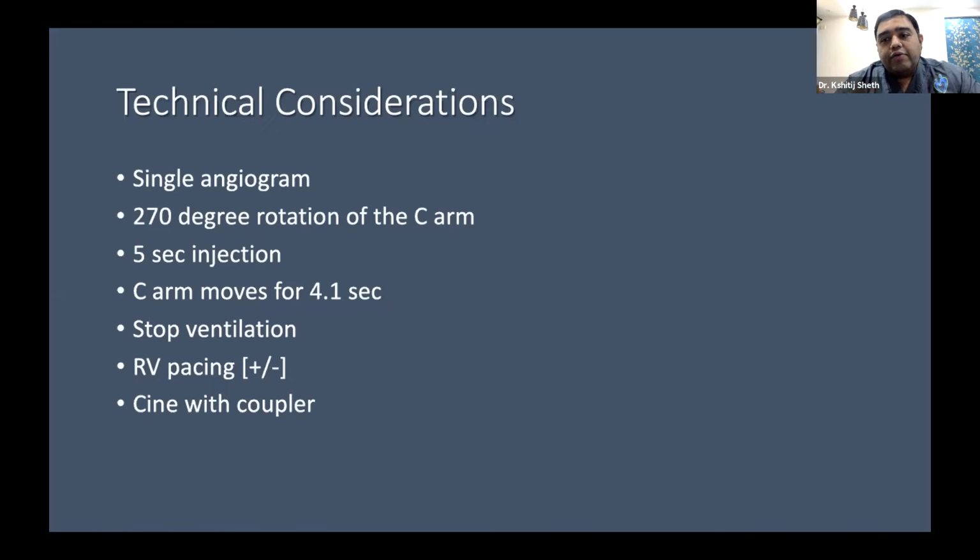During acquisition, you need to stop the ventilation so that there are no motion artifacts. Initially, we used to do RV pacing so that there is concentration of the contrast in the area of interest. But with RV pacing, there is a decrease in cardiac output, so the sizes of the structures might be underfilled, and you might underestimate the size of various structures. And most important is to have a cine with the coupler.